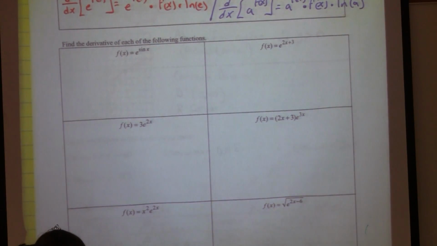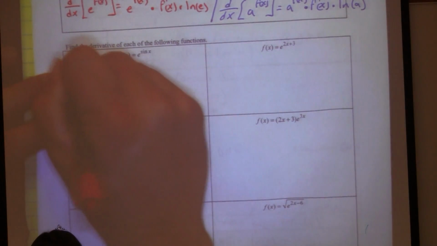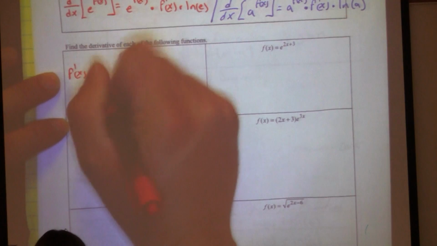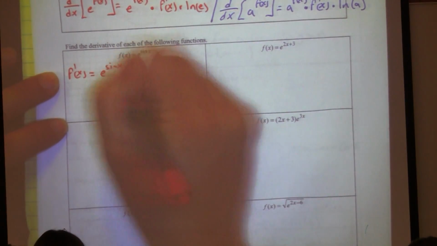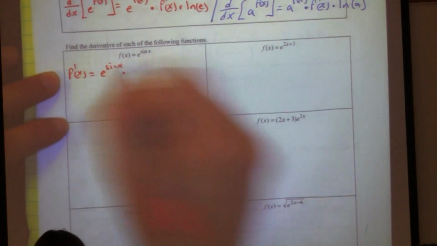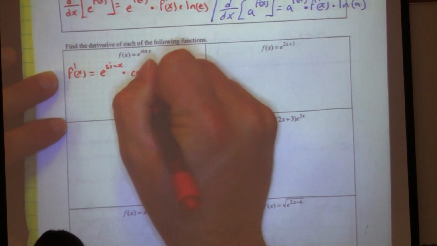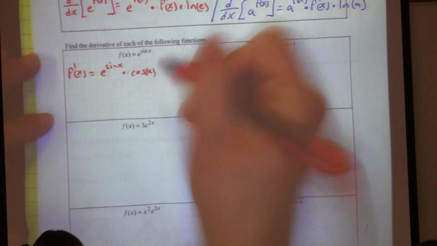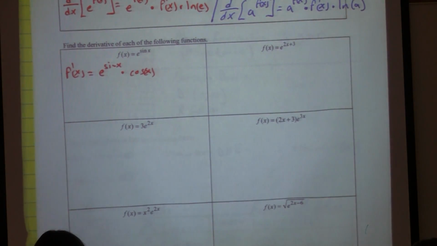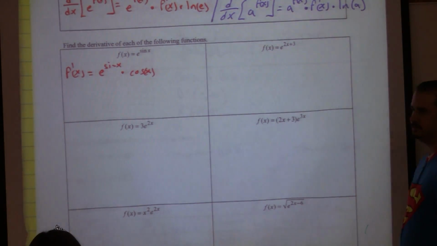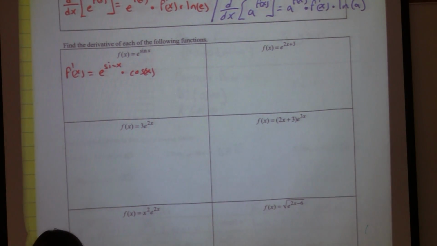Do a couple of examples and then we're done? Yay! Alright, so here we go. Look at the first one. F of x equals e to the sine of x. So what do we start off with for the derivative? Rewrite it. E to the sine of x times the derivative of that sine of x. Cosine x. Oh my god, we're done. That's it. That was easy. It would be times ln of e, but ln of e is just 1. So we're good.